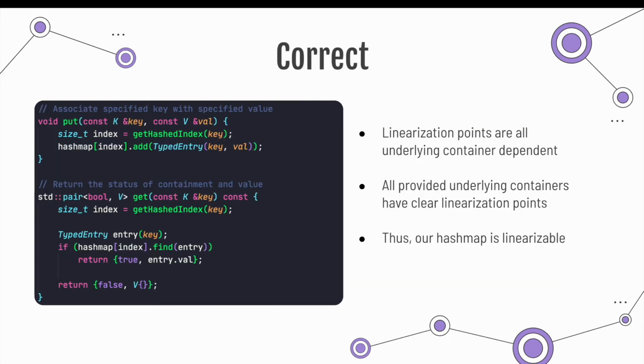As seen in the screenshot to the left, our hash map simply makes calls out to the underlying container, and thus its correctness is directly defined by that of its containers. All of our provided containers have clearly defined linearization points and thus are linearizable. It follows that our hash map is also linearizable.